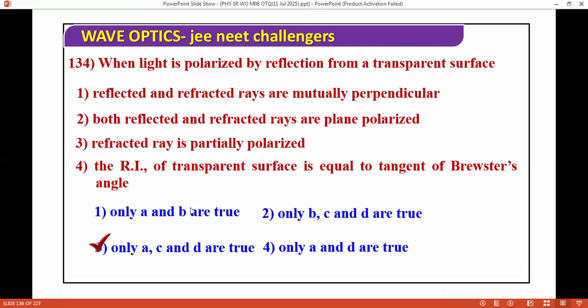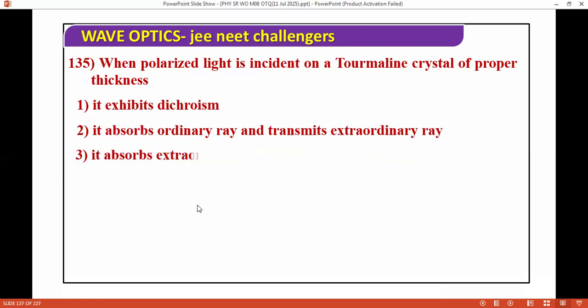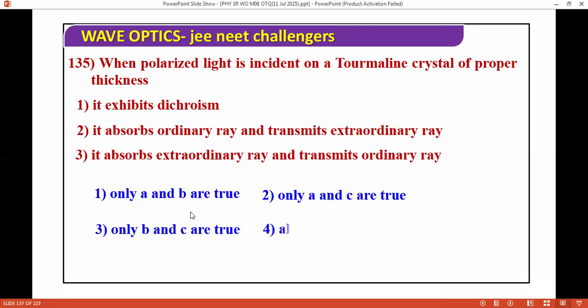Next question, I'm moving ahead: unpolarized light is incident on a tourmaline crystal of proper thickness. It exhibits dichroism, it absorbs the ordinary ray and transmits the extraordinary ray, or it absorbs the extraordinary ray and transmits the ordinary ray. We have these options, so the correct answer becomes A and B true. It exhibits dichroism, it absorbs the ordinary ray and transmits the extraordinary ray.